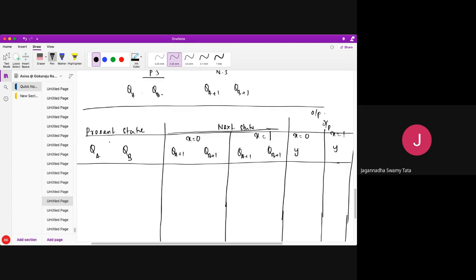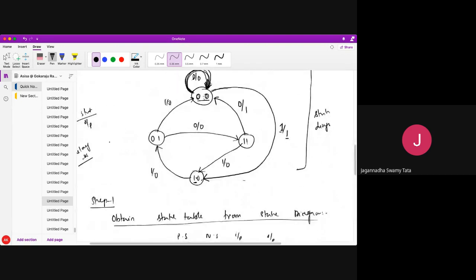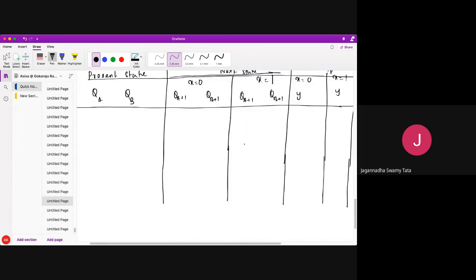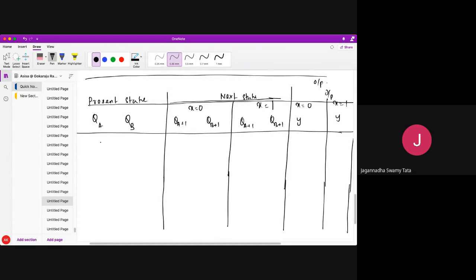So this is the state table I am going to do. Now how many states am I going to have? First of all, I have 4 states: 0 0, 0 1, 1 0, and 1 1. That I am going to write down very simply. Are you all understanding now what I am doing? Very simple. I am just developing the state table from the state diagram given to me.